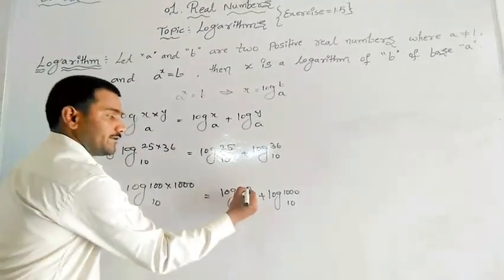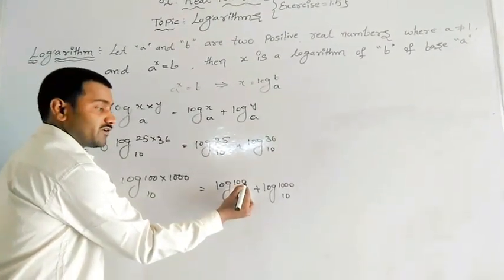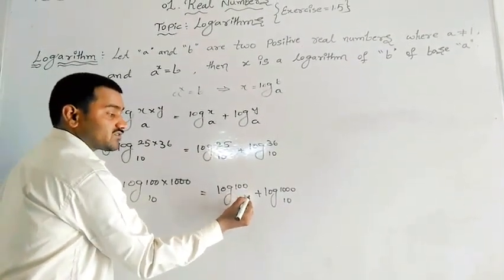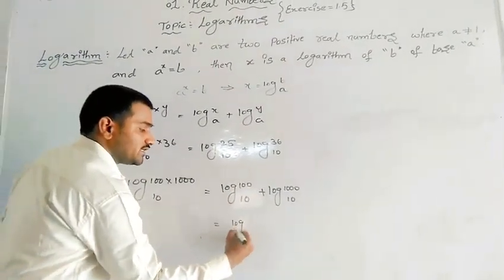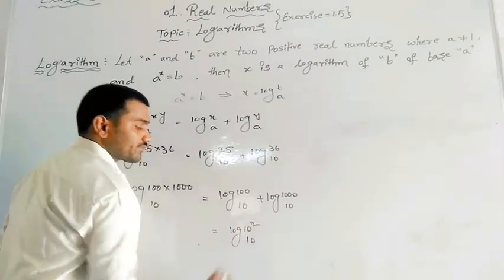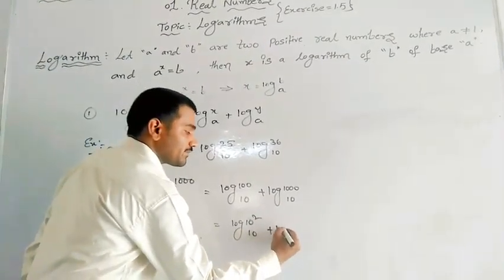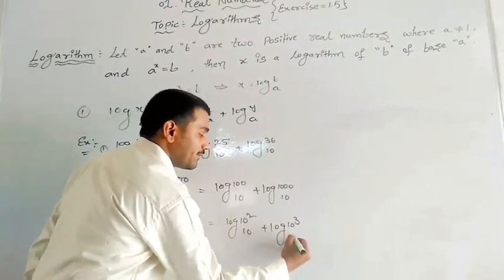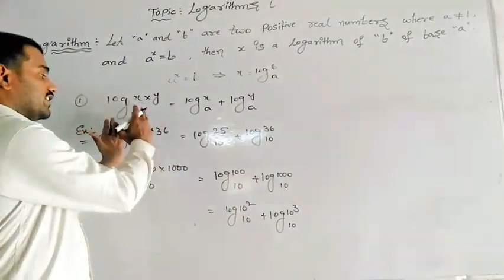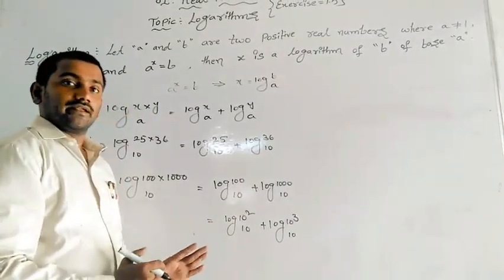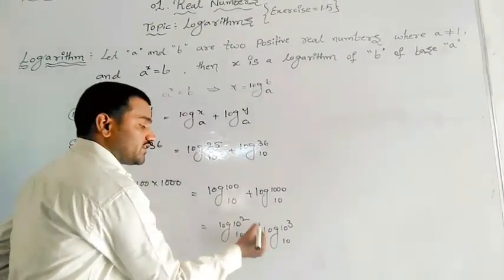So let us write this one. If you simplify, 10 squared is 100, or not? There will be some more formulas that we learn in the future. This we can write as 10 squared, base 10, plus this 1000 we can write as 10 cubed, base 10. Here you can simplify till here. So this multiplication you have written as an addition. Then the powers will come in front.